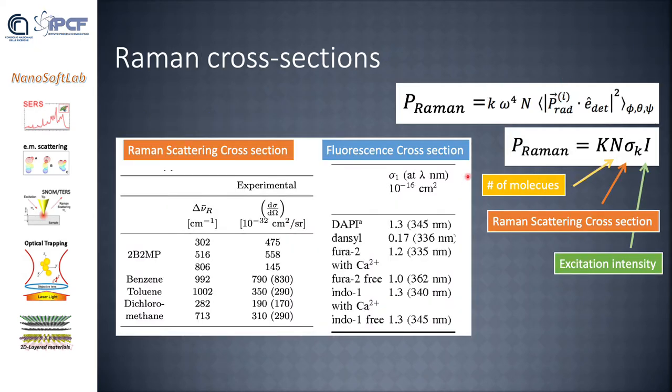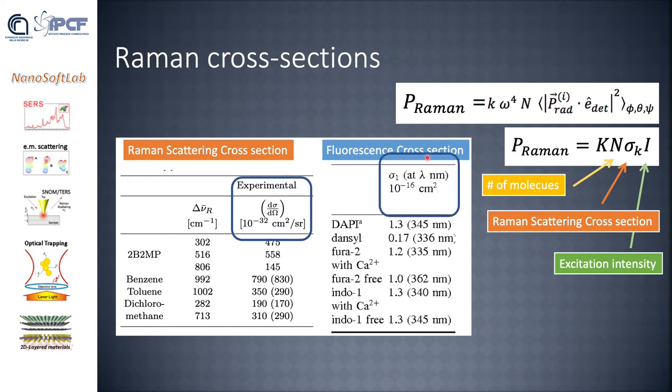As we have seen in the lecture on Raman scattering, the intensity of the Raman scattered radiation is proportional to the number of scatterers, to the Raman scattering cross-section, and of course to the excitation intensity. One of the basic drawbacks of Raman spectroscopy is the extremely low cross-sections. You see here, for molecules like benzene, toluene, or dichloromethane, we are on the order of 10 to the minus 30 centimeters squared.